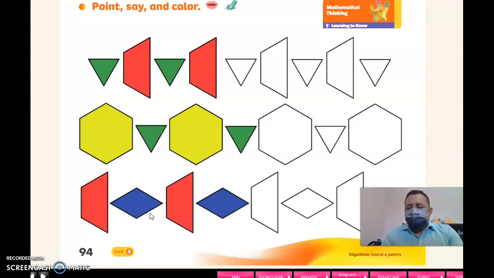Bueno, esto es lo que estuvimos haciendo el día de hoy, working with the shapes, color, and saying the names of these shapes and the colors, okay? Bueno, eso fue lo que hicimos el día de hoy.